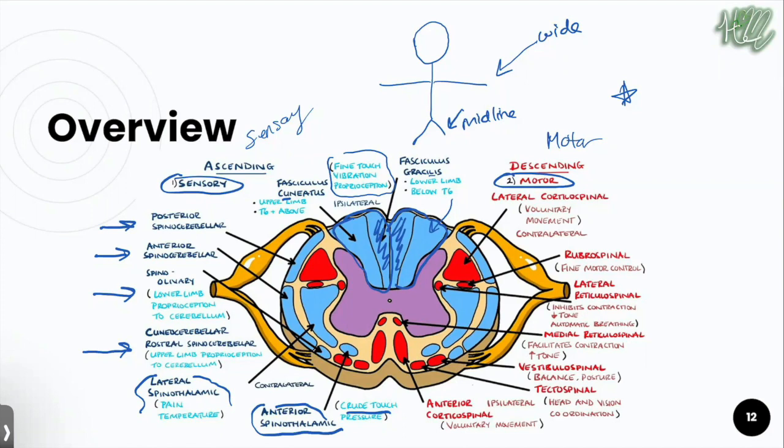Now for your motor tracts, again, you can see we talked about the lateral corticospinal a lot already. The rubrospinal, we already mentioned, is mostly for fine motor control. We have a lateral reticulospinal tract, which can inhibit contraction and decrease tone. A medial reticulospinal tract helps to increase tone. We also talked about the vestibulospinal tract, which is for balance and posture. Tectospinal is for head and vision coordination. And then of course, your anterior corticospinal, which also helps with voluntary movement. So overall, if you know this picture and everything about it well, that's going to serve you very well for being able to answer questions.